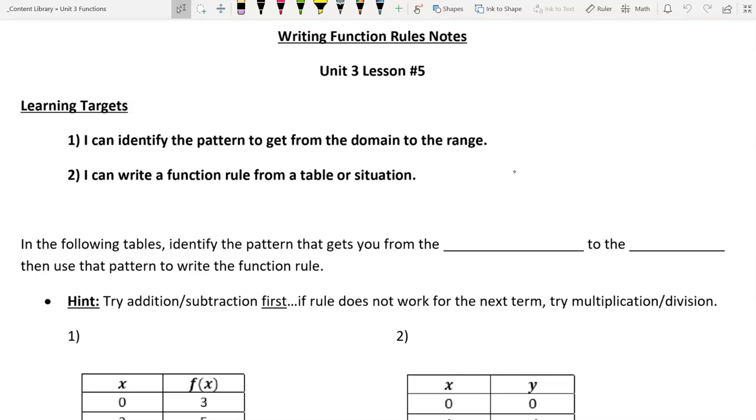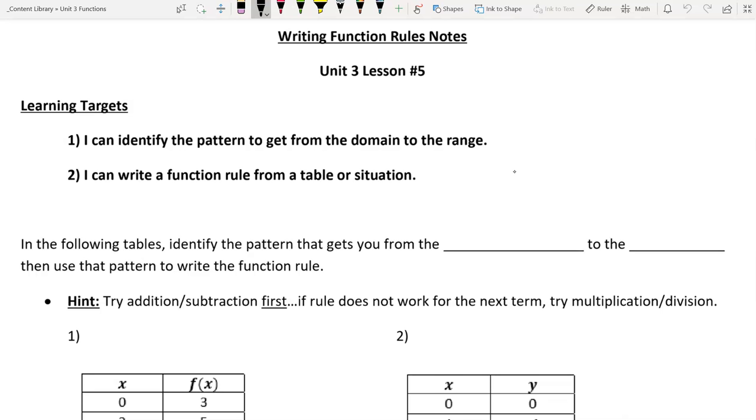We're in Unit 3, Lesson 5, which is talking about writing function rules. A function rule is pretty much just an equation, but we're going to write them in function notation, so the f of x. We're going to be working with that. So we're going to do it from a table and then also a situation. A situation just means it's going to be a word problem, which we've actually done a lot of. It's just writing it as a function instead of just a y equals.